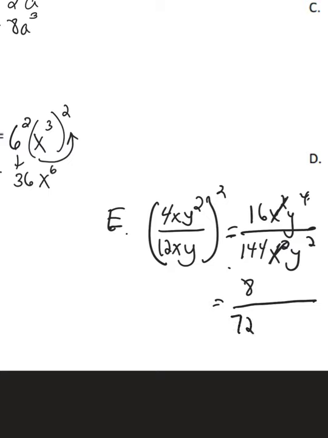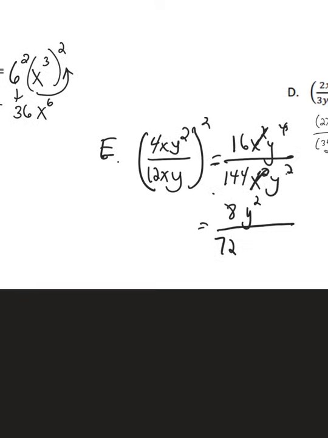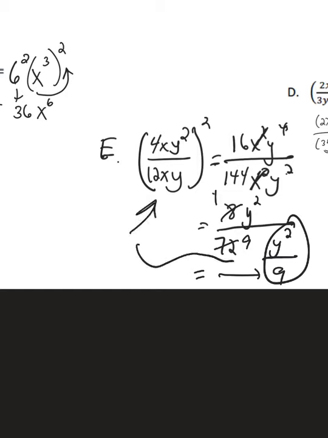I have the y to the 4th over y squared. 4 minus 2 is 2, so I have a y squared on top. I am noticing again that 8 and 72 can be simplified. 8 goes into itself once, goes into 72 9 times. My end result is going to be y squared over 9. Who would know that this would turn out to be something that looked like that?